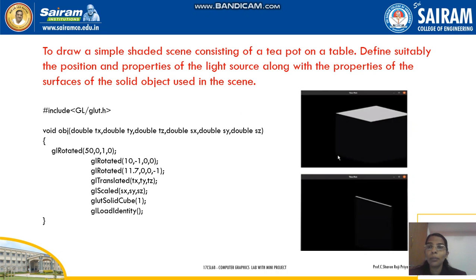I'll read out the aim. To draw a simple shaded scene consisting of a teapot on a table, define suitably the position and properties of the light source along with the properties of the surfaces of the solid object used in the scene. Right, here in this program, I have to display a teapot on a table and I have to use both the lighting and the material properties.